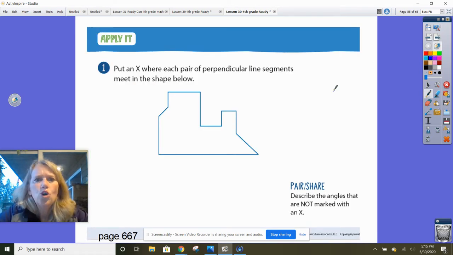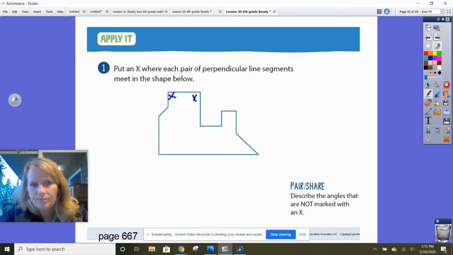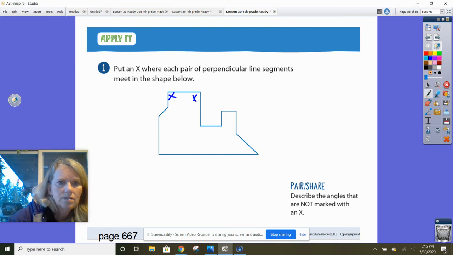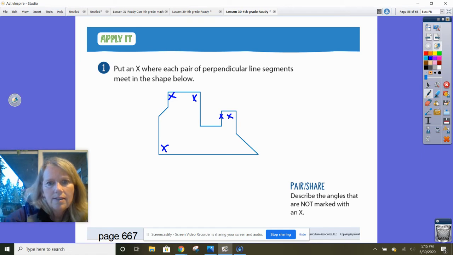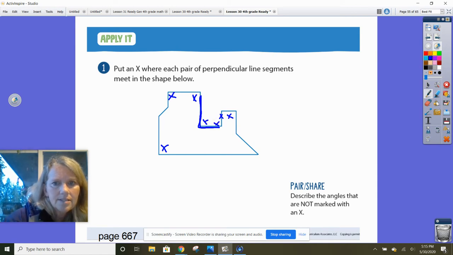So a couple different things they want us to do in this. Put an X where each pair of perpendicular line segments meet in the shape below. Describe the angles that are not marked with an X as your pair share. Okay, so we find all the corners. Where do we have the perpendicular corners, right? It says put an X. There's one there. 2. Where each pair of perpendicular line segments meet. Okay, we got one there. Got one in there. We got one in there. And then technically this one and this one meets right there at a 90 and on that side.